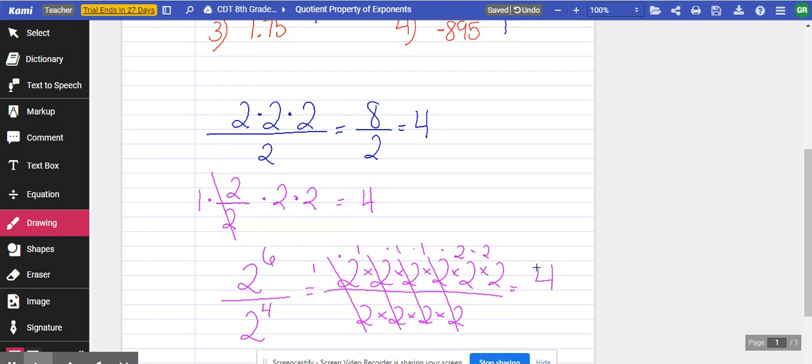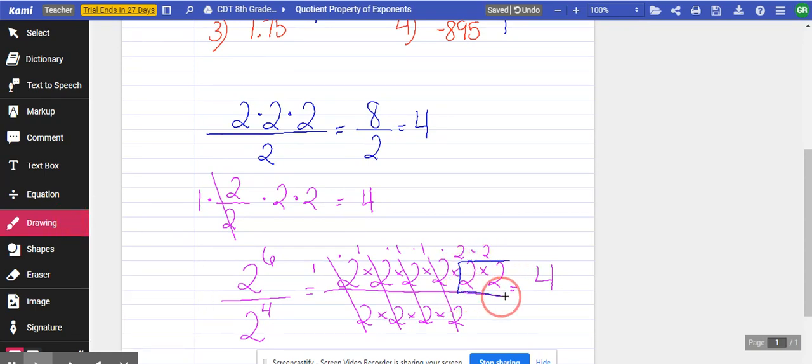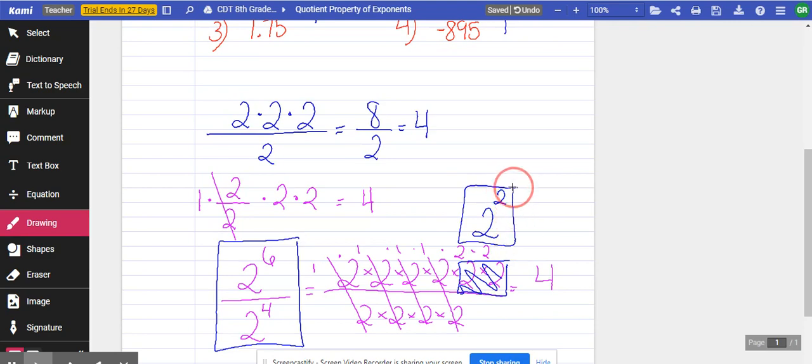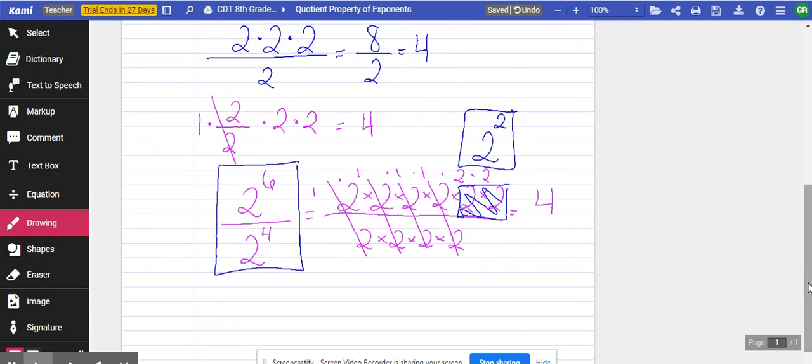Let's think about these 2 times 2, let's think about this exponentially. Repeated multiplication can be represented with exponents. So we could think about this term as 2 to the second. So now I want you to think about the relationship between what we started with and what we ended with. Go ahead and pause the video and see if you could write a rule for dividing exponential terms with the same base but different exponents.